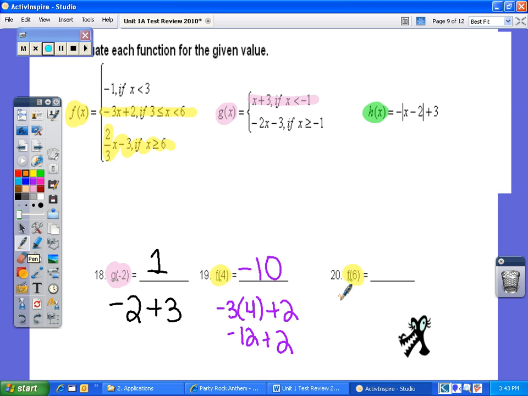So we have 2/3 times 6 minus 3. Now, you guys are probably looking at fractions like, how do I deal with fractions? So what you do is always multiply the top. So 2 times 6 is 12. Then you're going to divide by 3, which gives you 4. So always multiply the top first. Once you get that answer, divide. So 12 divided by 3 is 4. And now we take that 4 and subtract it to 3. And we get an answer of 1.